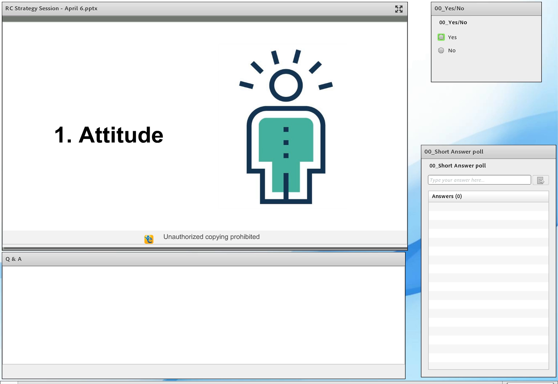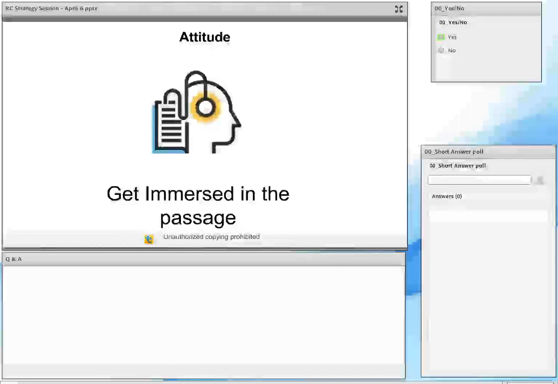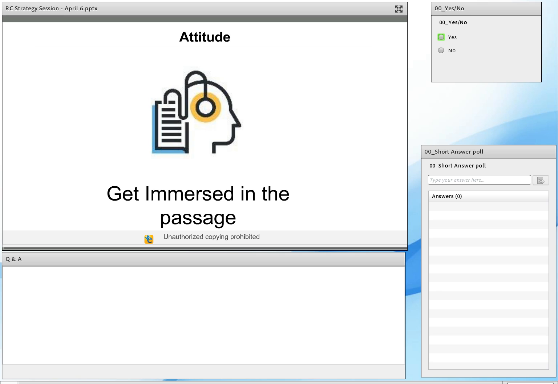Now, what is this attitude that I'm talking about? You have to get immersed in the passage. You need to approach the passage with an attitude of an active reader. And what does an active reader do? An active reader immerses in the passage. RC is a game of mental attitude, and you need to get that attitude right.